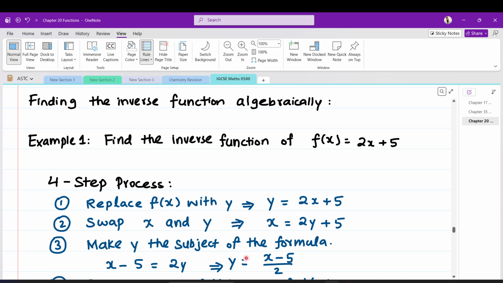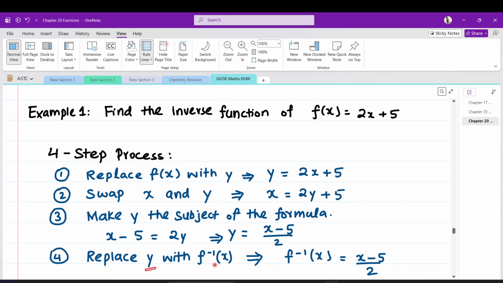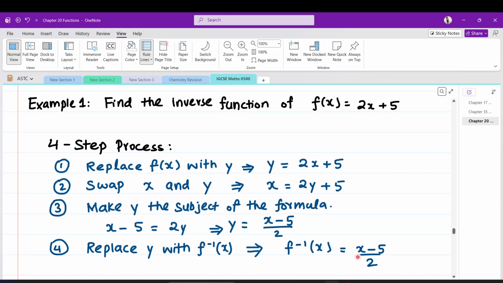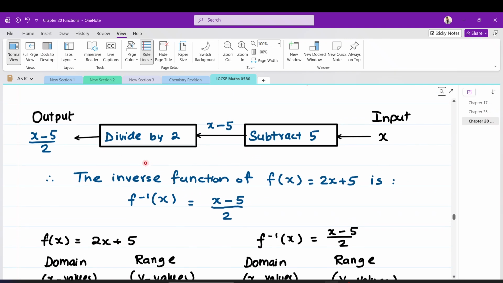Now the final step would be to replace this y and bring this back into function notation, except that what we have just found is not f of x, it is the inverse of f. So you will replace y with f inverse of x. Therefore, in these four steps, we have actually obtained the inverse function x minus 5 upon 2, which is exactly the same as what we worked out over here using our diagram.